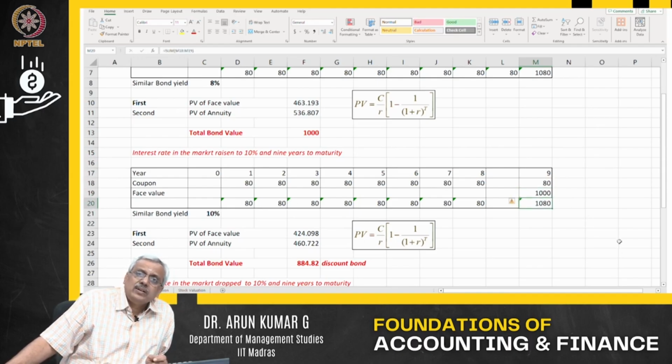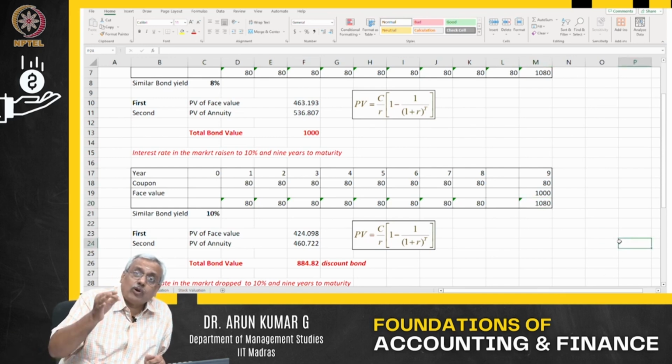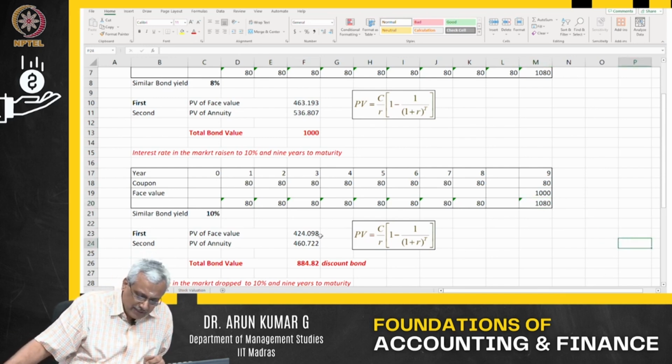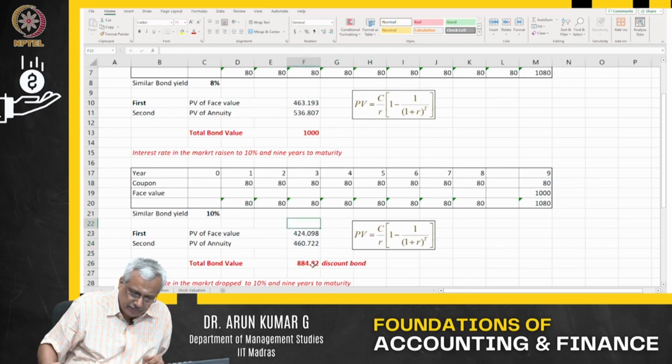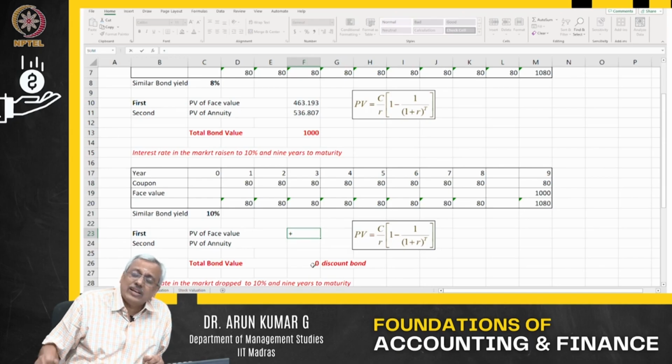Now, you are buying the bond at the end of 1 year with a life of 9 years. What price will you buy the bond at? Same aspect as what we did in the last one. First, let me find the present value of the face value.